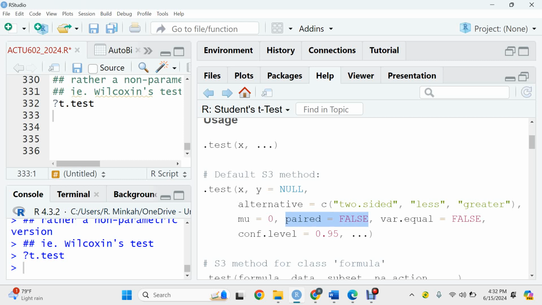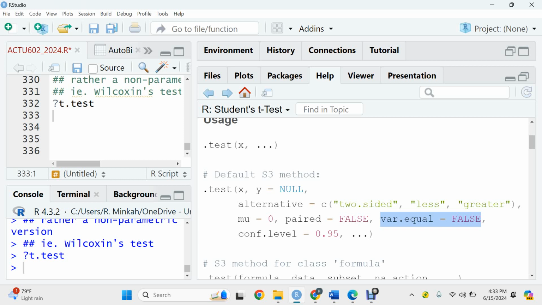So, let's say you remember the anorexia data, they measured their weight before and then their weight after the program. So that is a paired test. If we were to check whether there is a substantial increase in their weight, that will be a paired test. So we change the false to true.